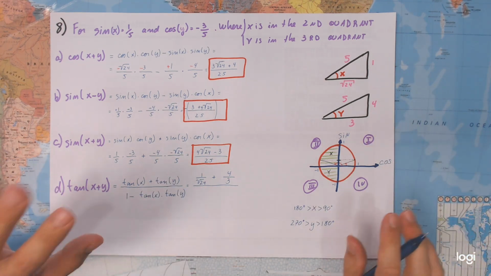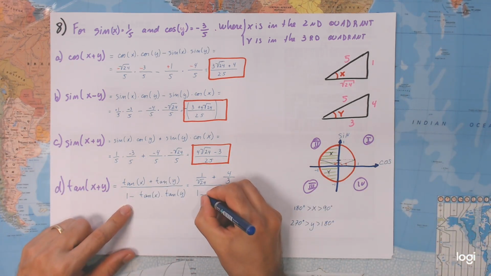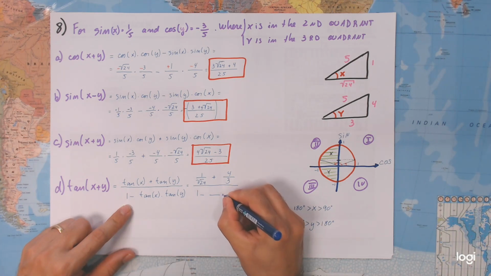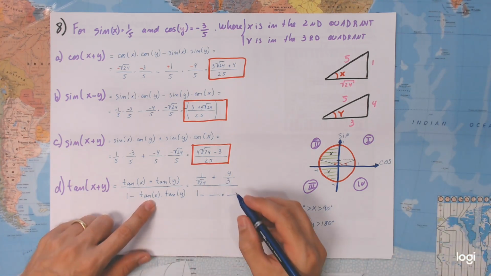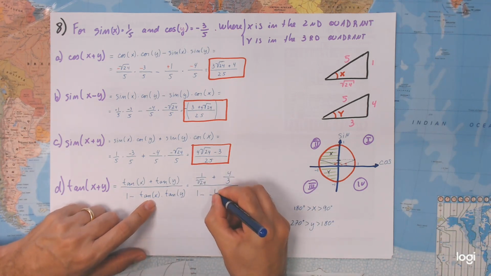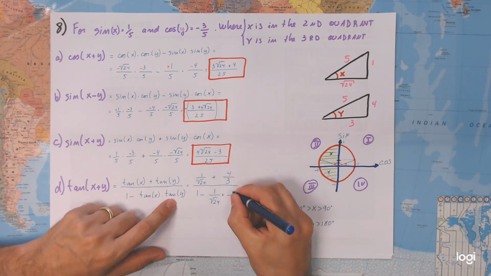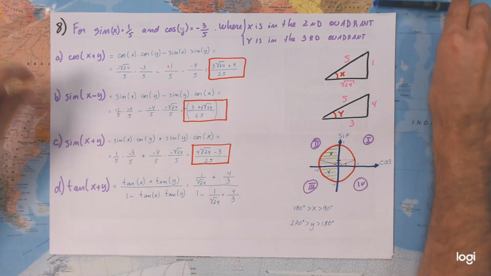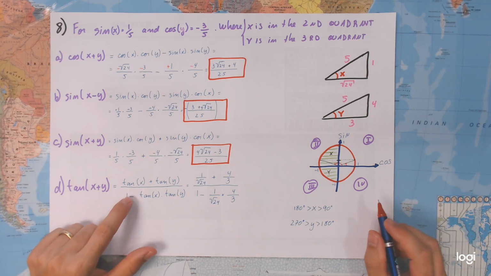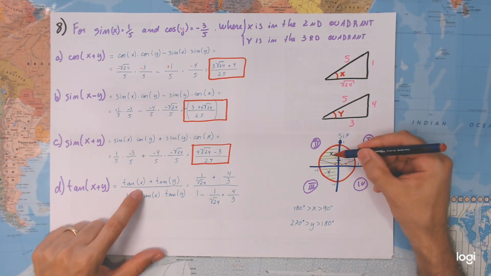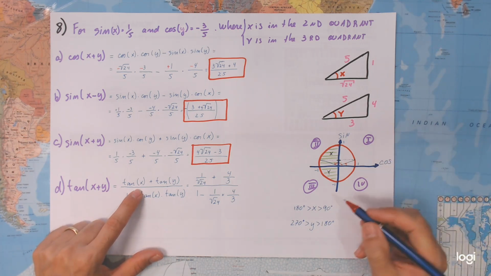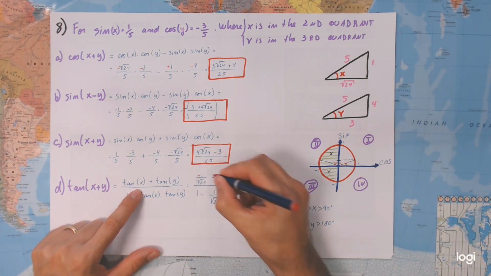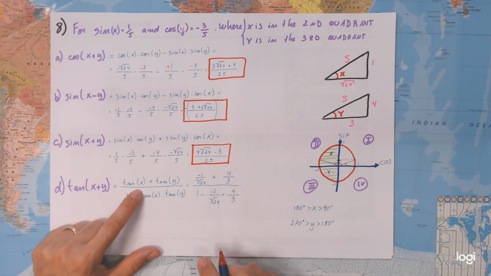Signal we're going to see in a minute. 1 minus this multiplied by this. Tangent of x, we have seen, is 1 over square root of 24, and tangent of y is just 4/3. Again, the red pen, x is going to yield a negative tangent, right? So this is going to be negative, and this is going to be negative, okay?